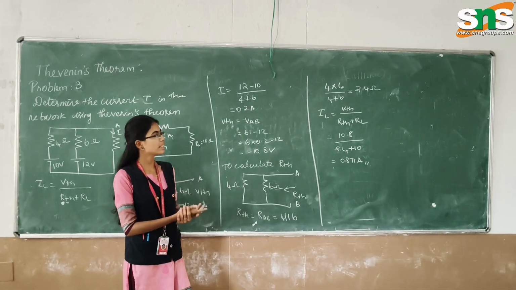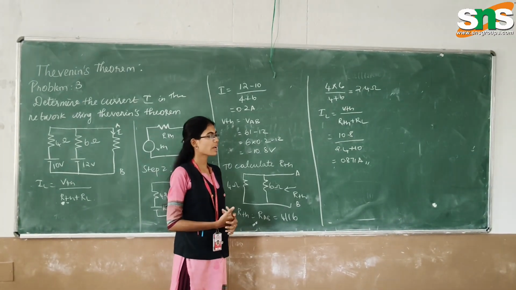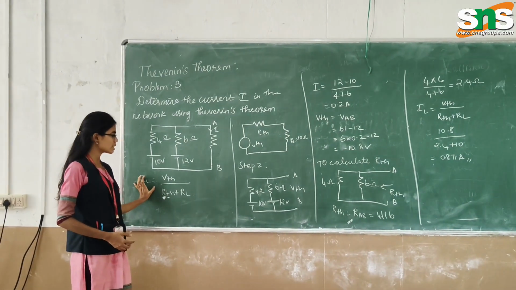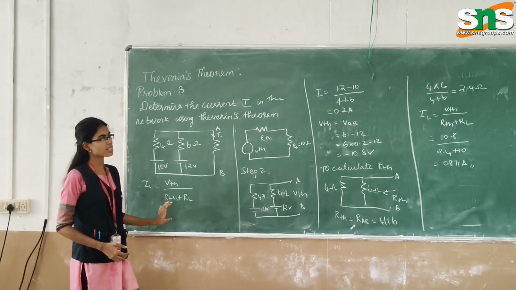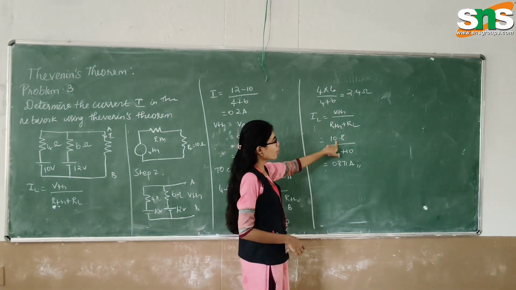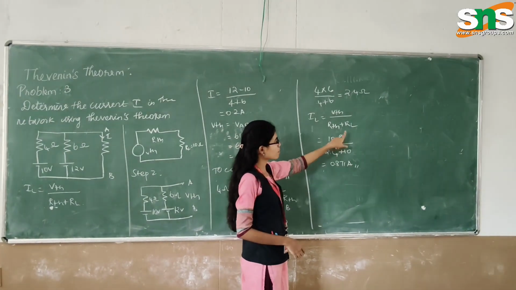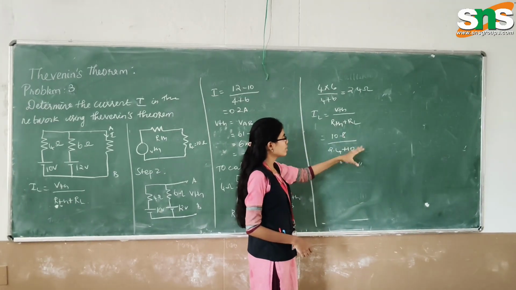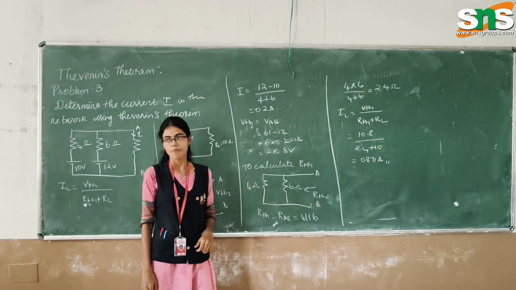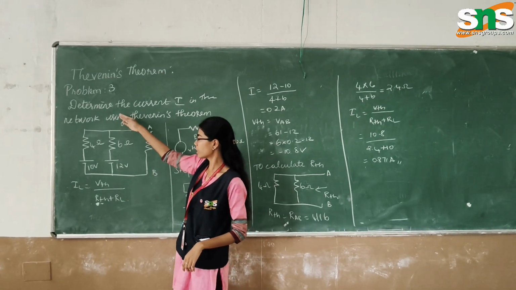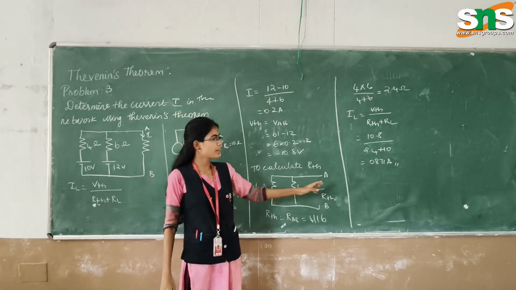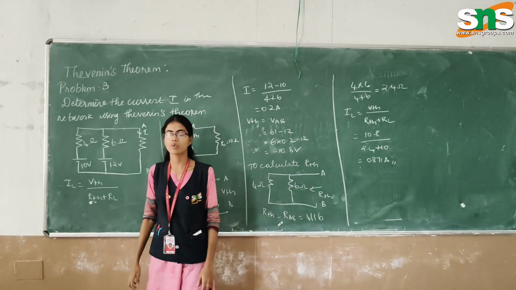By applying these values, the load current is determined. Coming to the first formula, we know that IL is equal to Vth divided by Rth plus RL. So RL is employed here. The Vth value is 10.8 and Rth is 2.4 plus the load resistance 10. By solving this, we get the current value as 0.871 amps. So, to determine the current I in the network using Thevenin's theorem, we find the I value is equal to 0.871 amps.